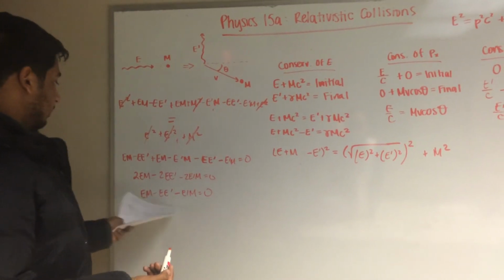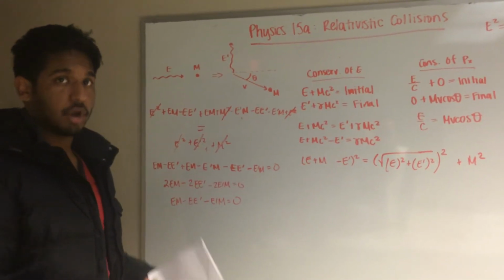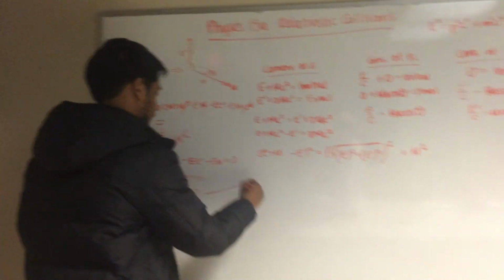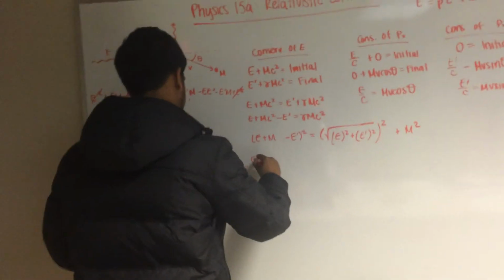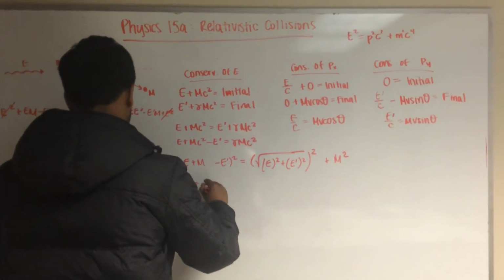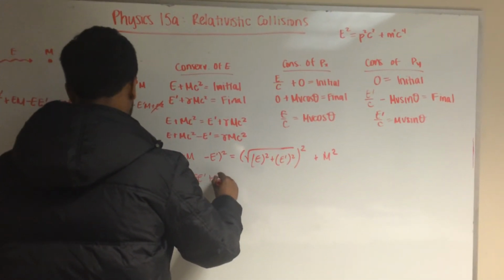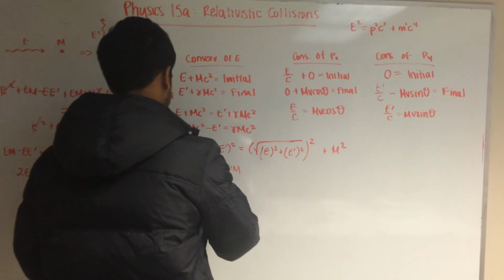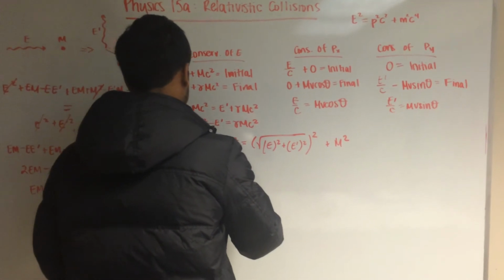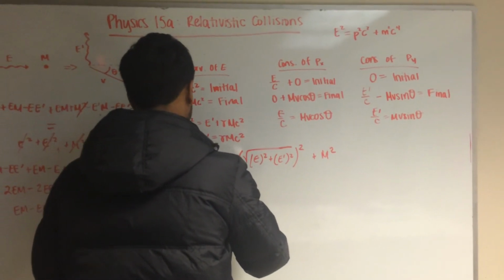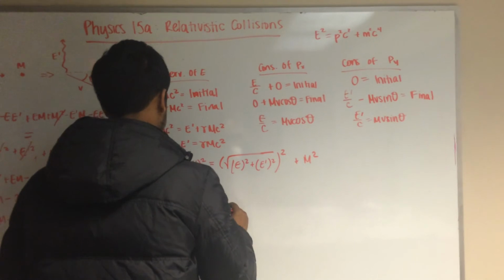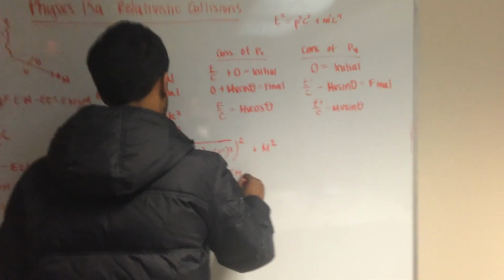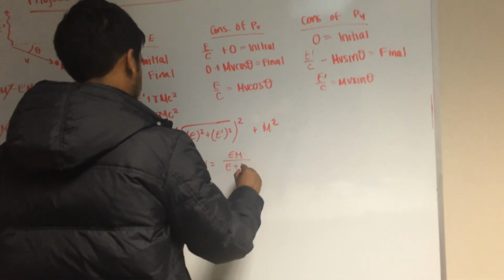And then you can add both of these to one side because we're trying to isolate E prime because that's what the question is asking for. I'll just draw this over here. EM is equal to E prime plus E prime M. Take out E prime and divide. So you have EM is equal to E prime times E plus M. Therefore, E prime is equal to EM over E plus M.